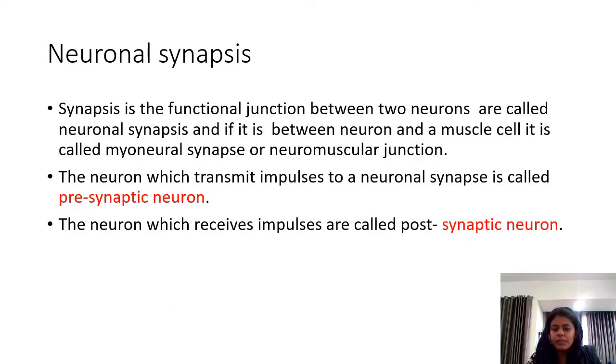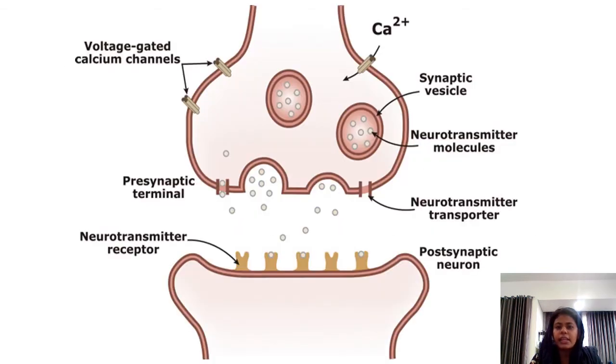Next, we will discuss what a synapse is. I already told you this is the junction between two neurons. So the synapse is the functional junction between two neurons. If it is between two neurons, it is called a neuronal synapse. There is another type of synapse, between a muscle and a neuron, which is called a myoneural synapse or neuromuscular junction. So there are two types of synapses: between two neurons, it is called a neuronal synapse, and between a muscle and a neuron, it is called a myoneural synapse.